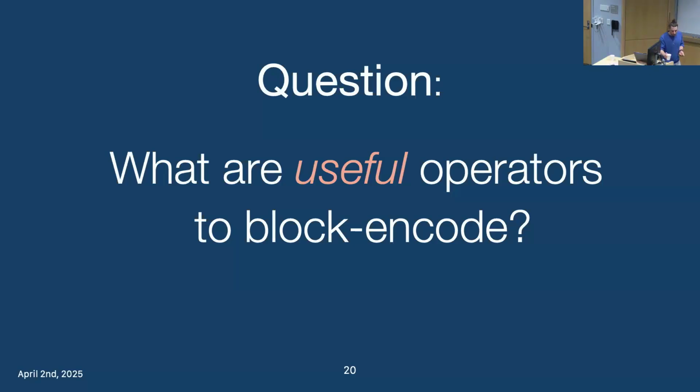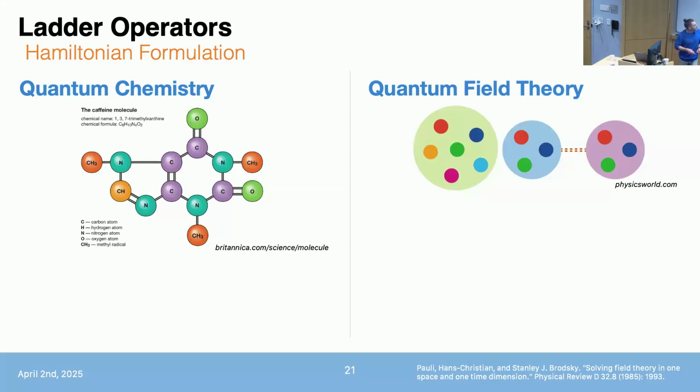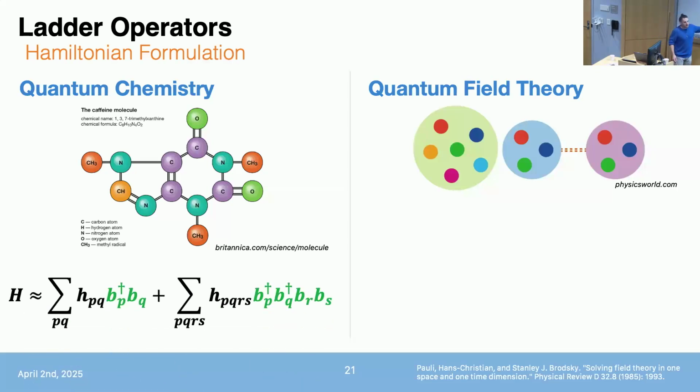So as I said, what are some useful operators to block encode? We just talked about taking products of block encodings and linear combinations of block encodings. So if we can define a basis of operators that we can block encode, then you could imagine constructing block encodings of more non-trivial operators, right? So if we go to quantum chemistry and quantum field theory, which is where my background is, in quantum chemistry, we can define an electronic structure Hamiltonian, which is just the sum of these fermionic ladder operators.